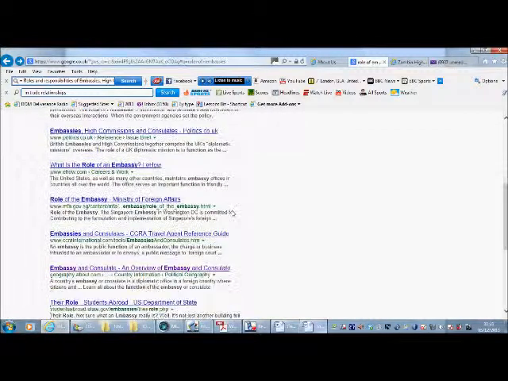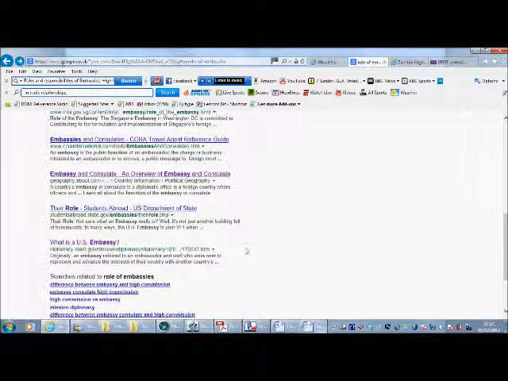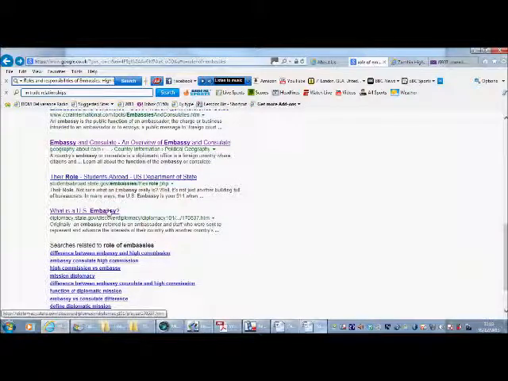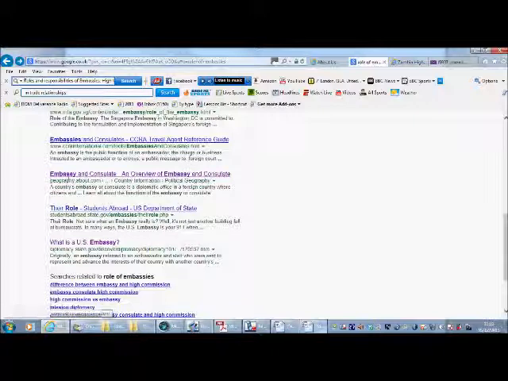Roles and responsibility of embassies, high commission, consulates. I looked through that resource, but I think let me use the resource which explained a little bit more what I thought would be relevant to our topic. I think that one. Yeah, okay, this one. Embassy and consulate, an overview of embassy and consulate. I think that one, and I'll look at what is a U.S. embassy. I think these ones are some beautiful answers for us to learn from. Let's have a look at that one.